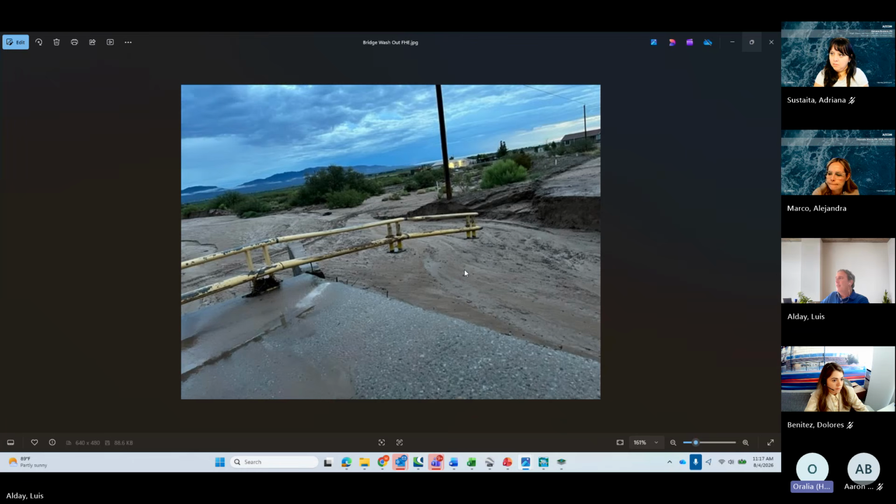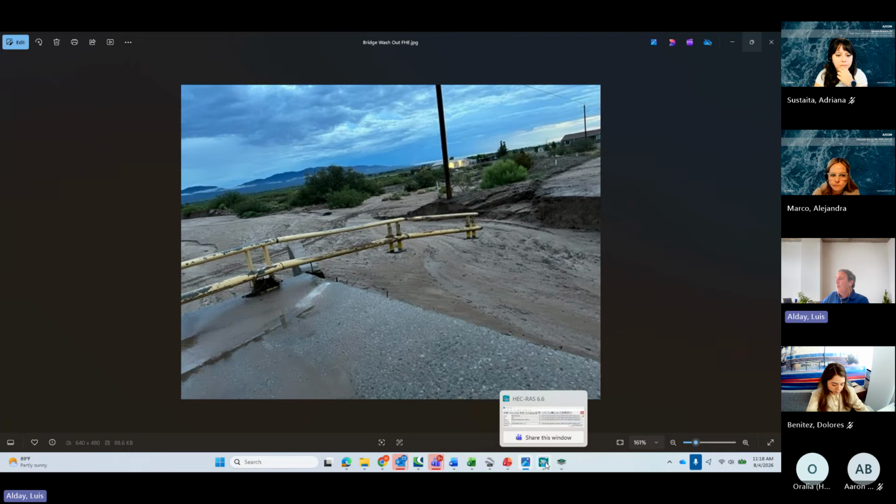Oh, I'm not exactly sure. I believe it's one of the arroyos there in Fort Hancock East, but I'm not too sure what the exact location is. But the commissioner would definitely be able to tell you what that is.